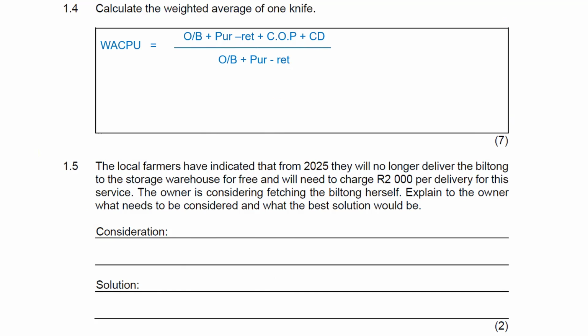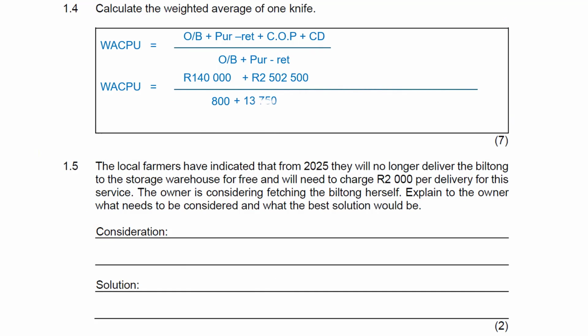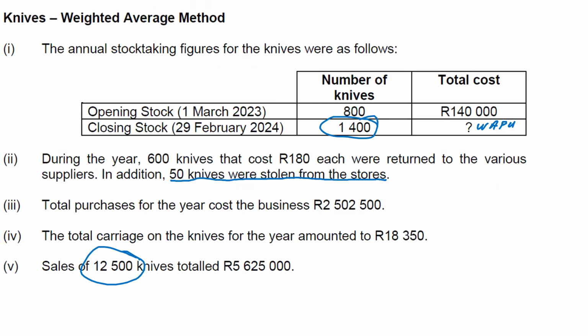Let's work with the values. Now, what are the values here? The opening value was 140,000, which was given to us. The units that go with that were 800. The purchases they gave to us were 2,502,500. You divide by the number of units that were purchased, which was 13,750. Then you minus the returns, which was 108,000, and the number of units returned were 600. All this information I'm simply getting from this here. Everything is here.